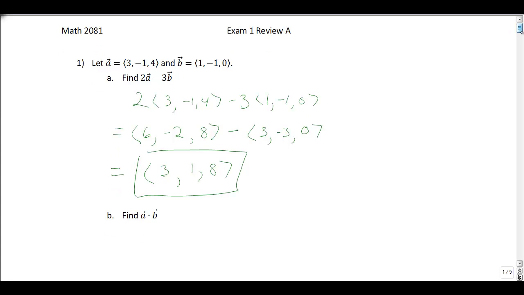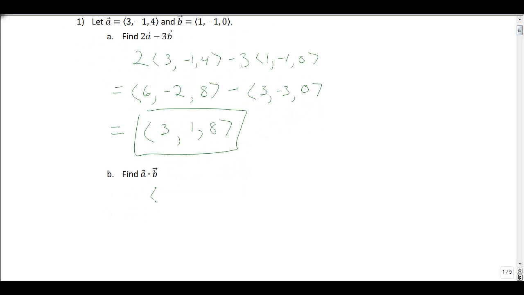Next question, we've got A dot B, so that is 3, negative 1, 4, dotted with 1, negative 1, 0. And now we just want to do a dot product here. What the dot product does is we take the first component of A times the first component of B, 3 times 1, second component times second component, and we're going to add that. So plus negative 1 times negative 1, plus 4 times 0, third components. What we get with our dot product is going to be a scalar. 3 plus 1 plus 0, that works out to be 4.